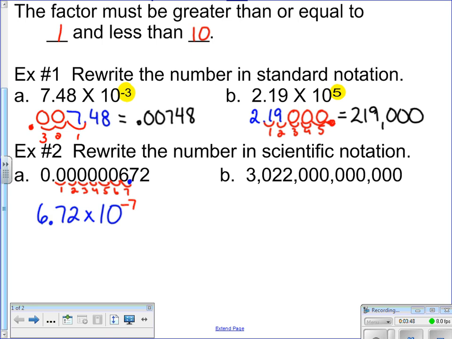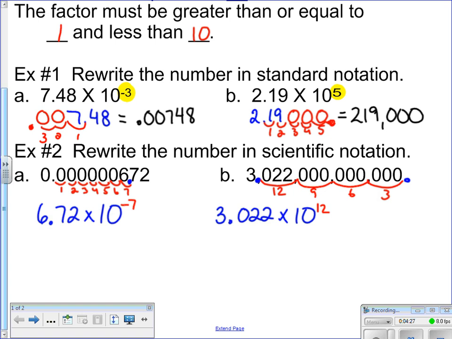Now for B, this time the zeros are at the other end. I need to put the decimal, which is currently behind the last 0, behind the first number, which is 3. So this is going to be 3.022. And now it's time to count the spaces again. 3, 6, 9, 12. And since the 0 is on the right side, this is going to have a positive 12. And that's how you write the numbers in scientific and standard notation by hand.